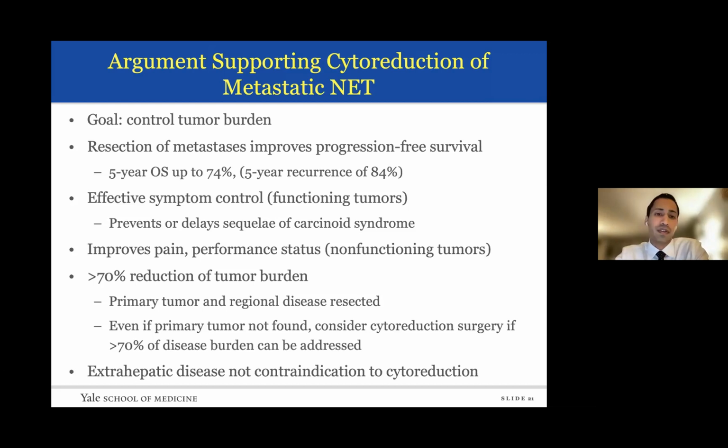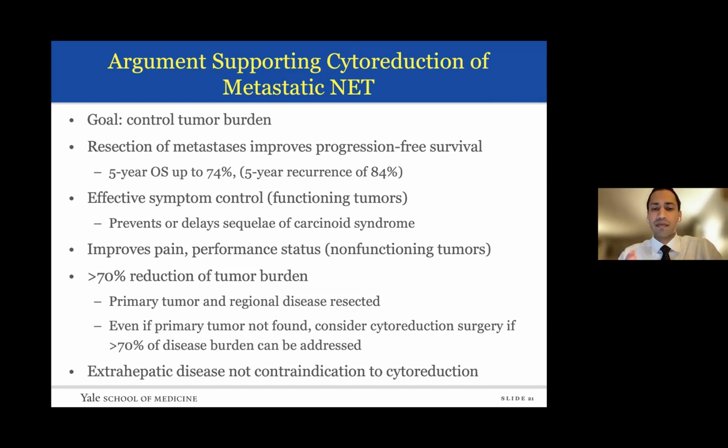But there is benefit to doing this because it can provide effective symptom control, particularly for functioning tumors. It could prevent or delay the sequelae of carcinoid syndromes. It can improve one's performance status and pain, and this is the case more for non-functioning tumors. And the number has shifted as to the percent of tumor that we'd like to cite or reduce in an individual. There was a time where we used to think more along the lines of 90%, but more recent literature has suggested that that number might be closer to 70% reduction of the tumor burden.